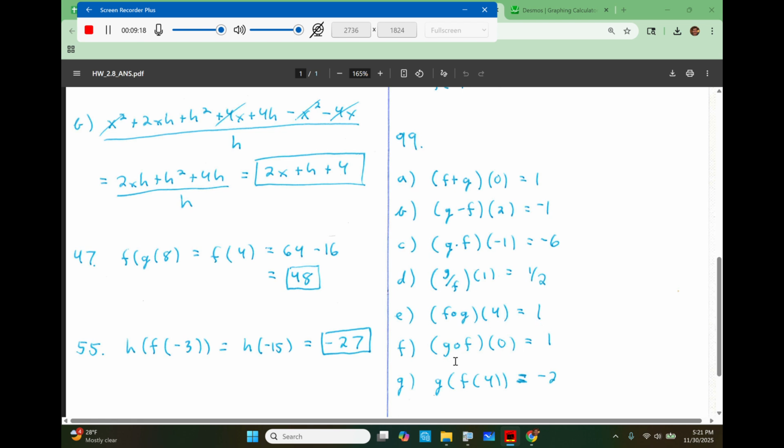So g of f of 0. So 0 goes into f, and I get 3. 3 goes into the g, and I get a positive 1.